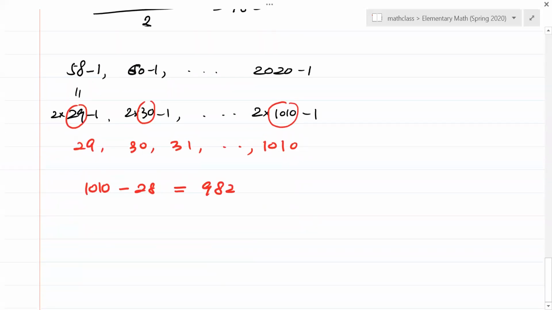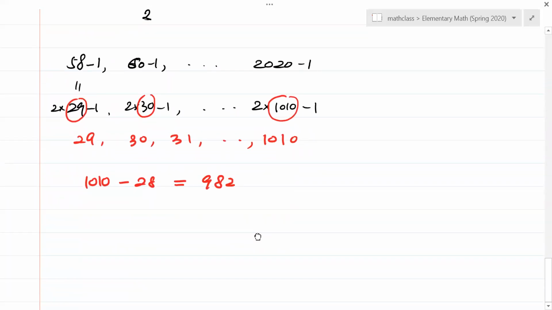Okay, so we should learn how to express an odd number as an even number minus 1, and the even number has a factor of 2 there.